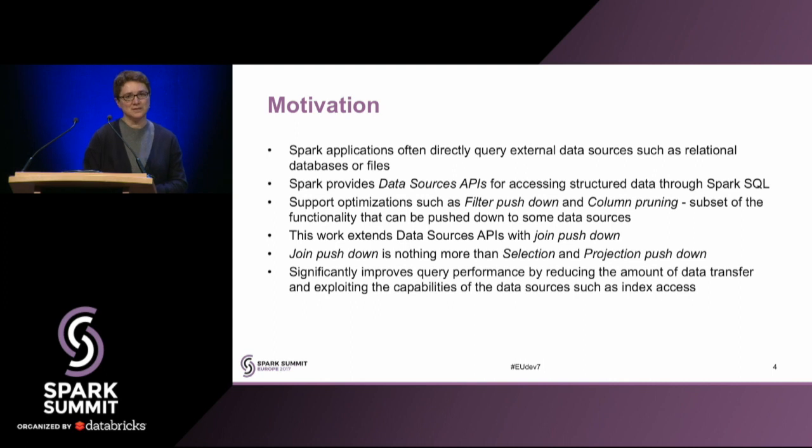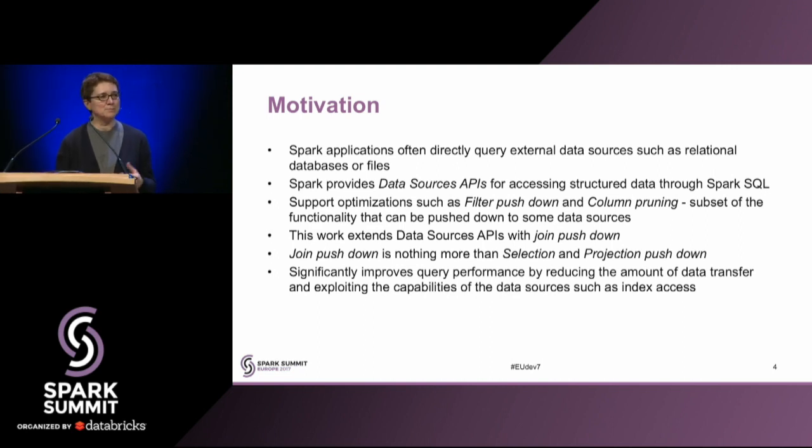Spark applications often have to directly query data sources external to Spark, such as relational databases and files. For that, Spark provides a data source API, a mechanism for accessing structured data through Spark SQL. This API supports optimizations such as filter pushdown and column pruning, which, depending on the data source, only provide a subset of the functionality that can be pushed to the data source.